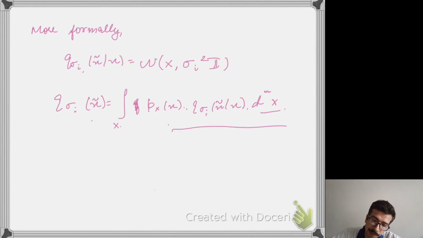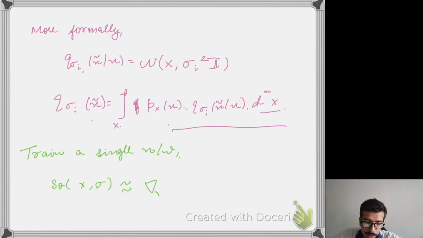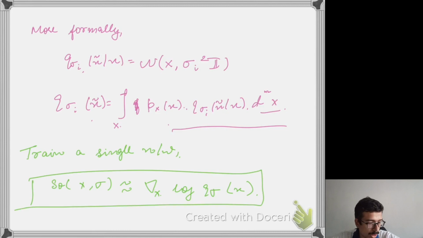And now we train a single network s theta of x comma sigma, which gives us the gradient of log of q sigma of x. So this is what we are going to do. Note that with this s theta of x comma sigma, I am not actually getting a model distribution and then taking the gradients. In fact, I am having a network which directly outputs these scores. Actually, this idea itself was introduced in the sliced score matching paper, and this paper is using that.